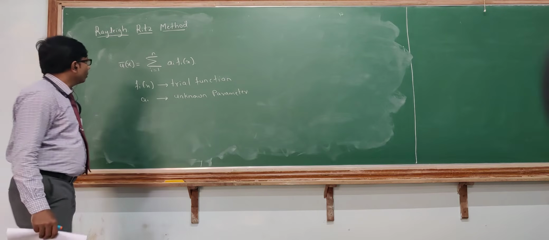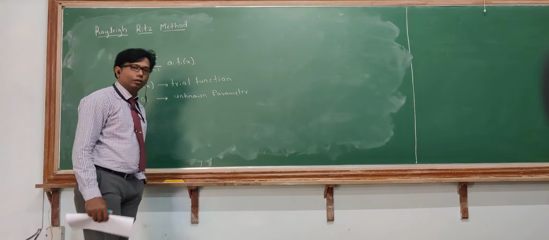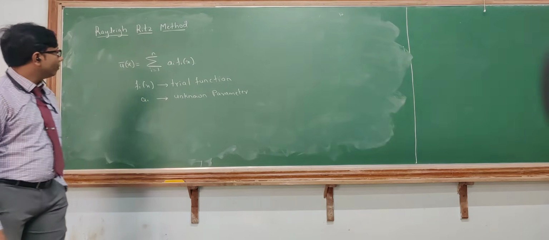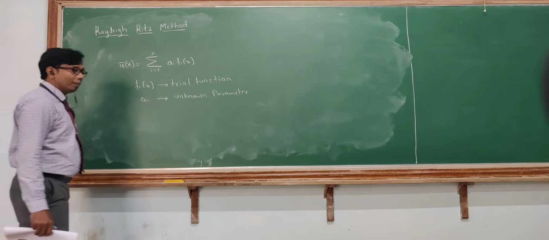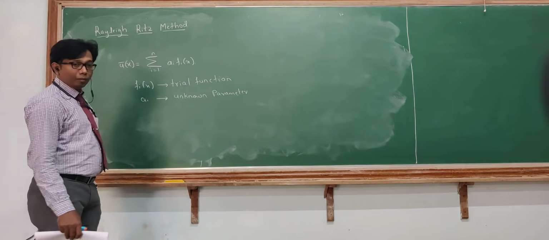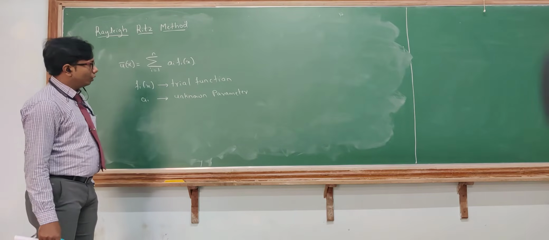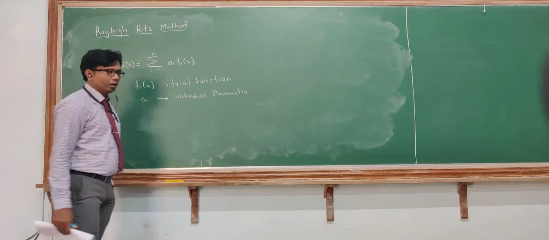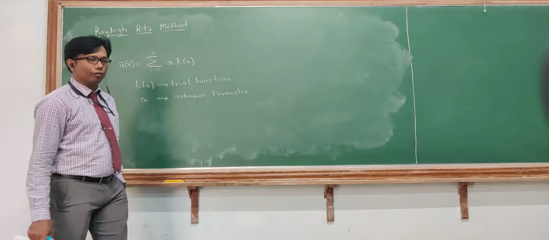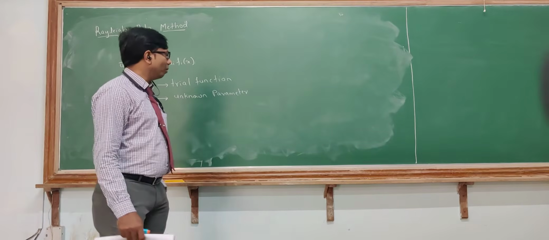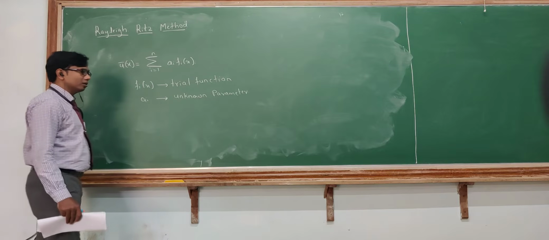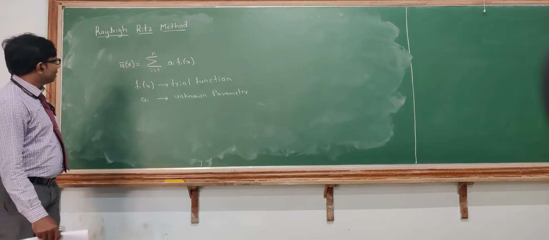Hello everyone. Today we'll be starting with a new method, which is called the Rayleigh-Ritz method. In the previous classes, we have studied how to apply the principle of minimum potential energy for the spring problem. So now we need to solve the same, applying the minimum potential energy functional, for the bar as well as the beam problem. Here we'll be assuming a new method, which is called the Rayleigh-Ritz method.